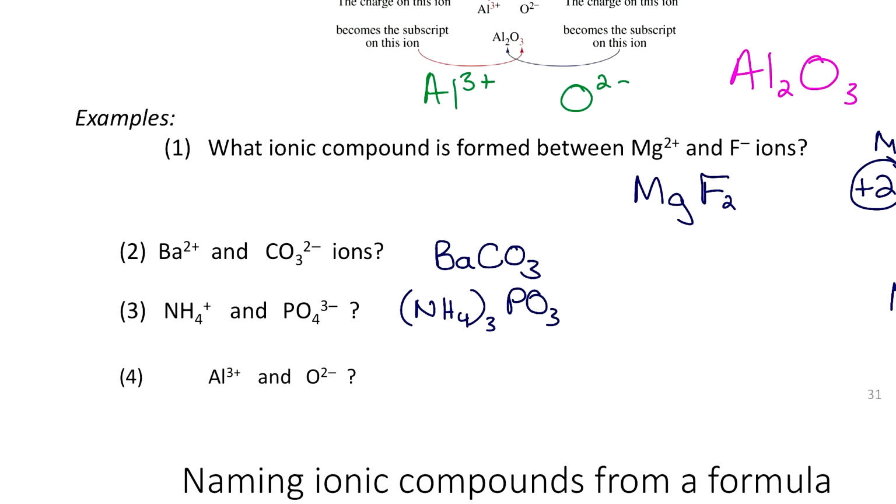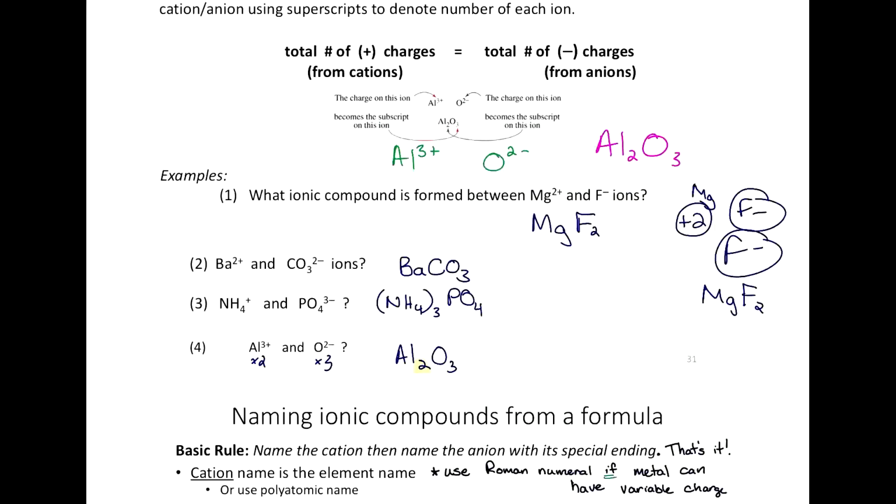And then the last one, I already did that one. So notice that it's aluminum 3+, oxygen 2-. So if I have 2 aluminums and 3 oxygens, they will contribute a +6 and -6. So it'll be Al2O3. Yes. PO4. Yes, it would be. Very good. Carry 4, PO4. Thank you. Okay. All right, so that's forming ionic compounds if you know the charges already.